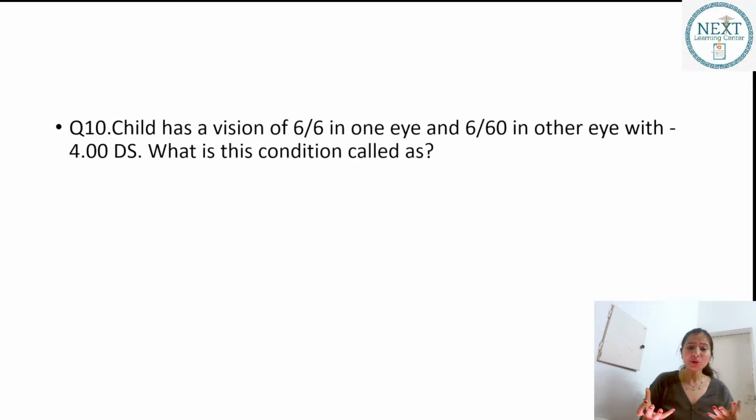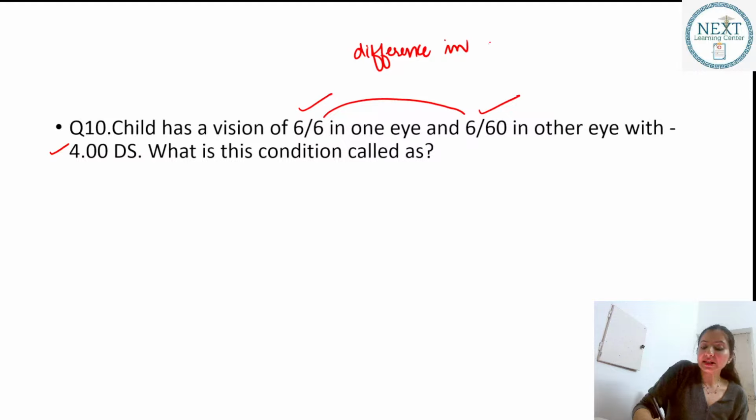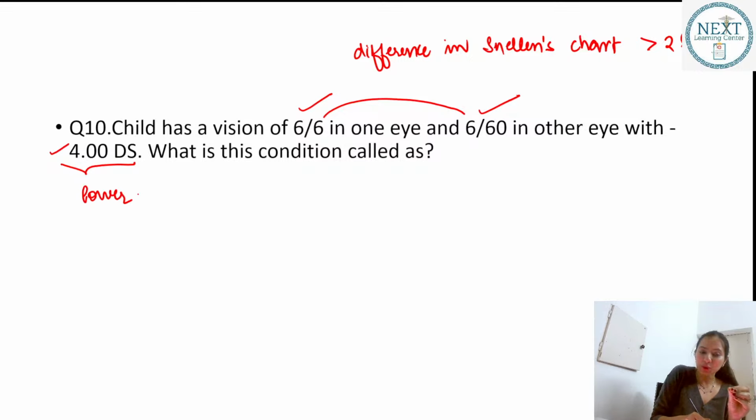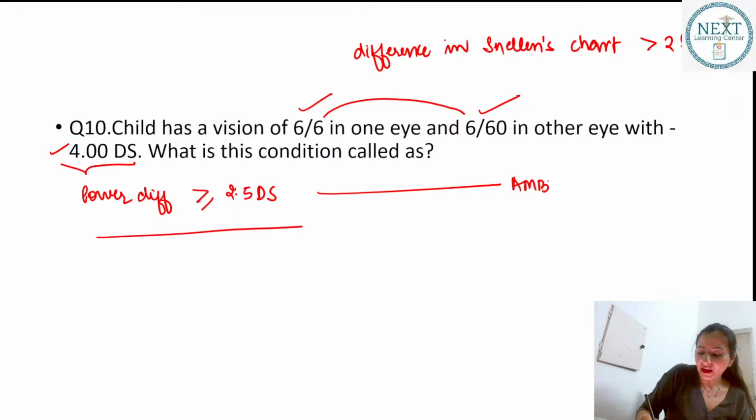Then another question is, a child has a vision of 6/6 in one eye and 6/18 in the other eye with -4 diopter spherical. If you look here, the difference on the Snellen's chart is of more than 2 lines. Whenever the difference on the Snellen's chart is more than 2 lines, or when the power difference between the two eyes is more than or equal to 2.5 diopter spherical, it leads to a condition which you call amblyopia. Now, amblyopia is of different types.